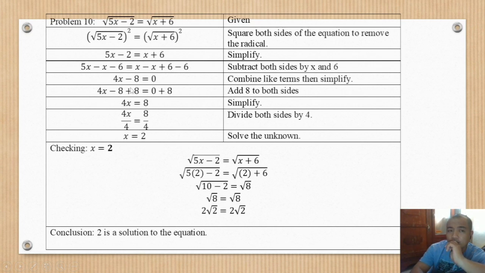First, we need to check. Substitute x in the original equation. 10 minus 2, square root of 8 equals 2 plus 6, square root of 8. Since square root of 8 is equal to square root of 8, we conclude 2 is the solution to the equation.